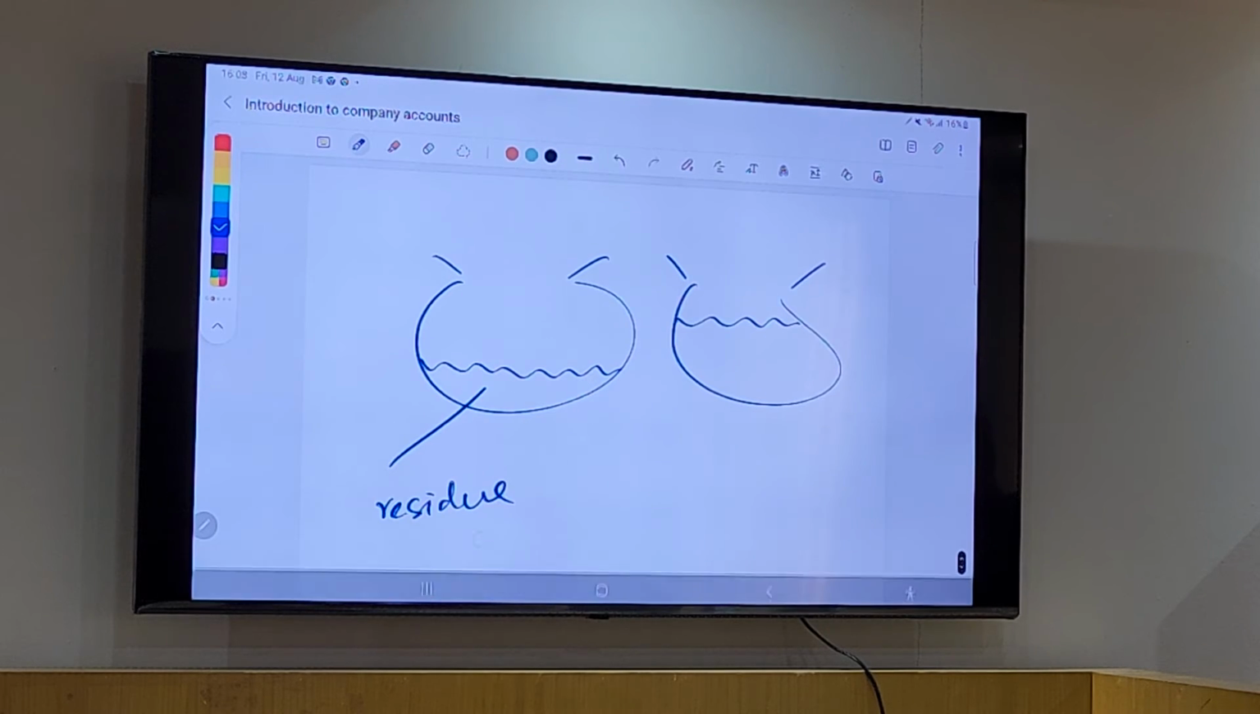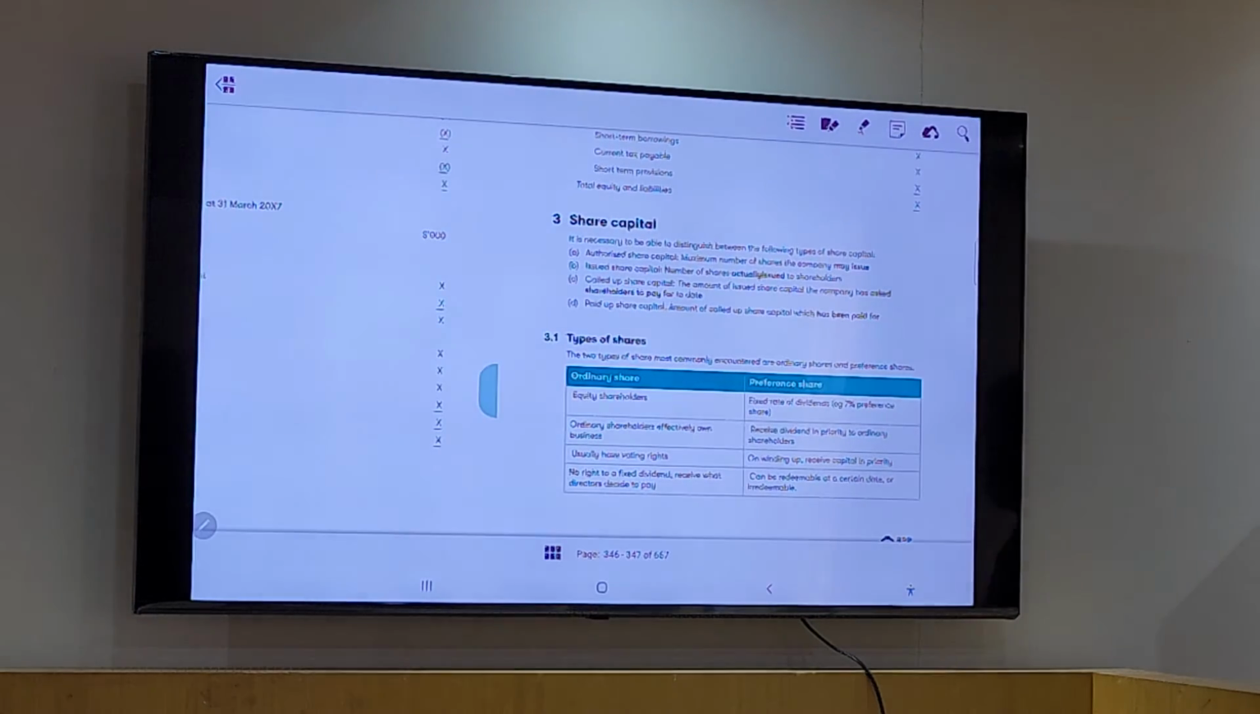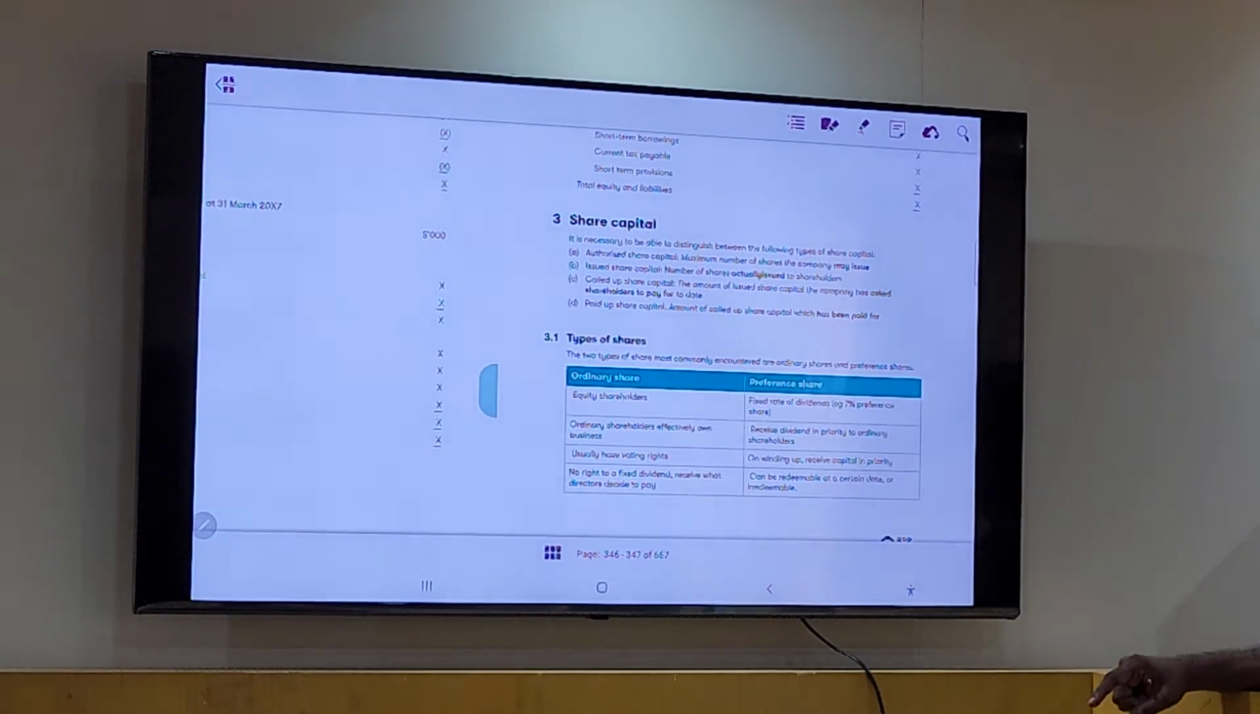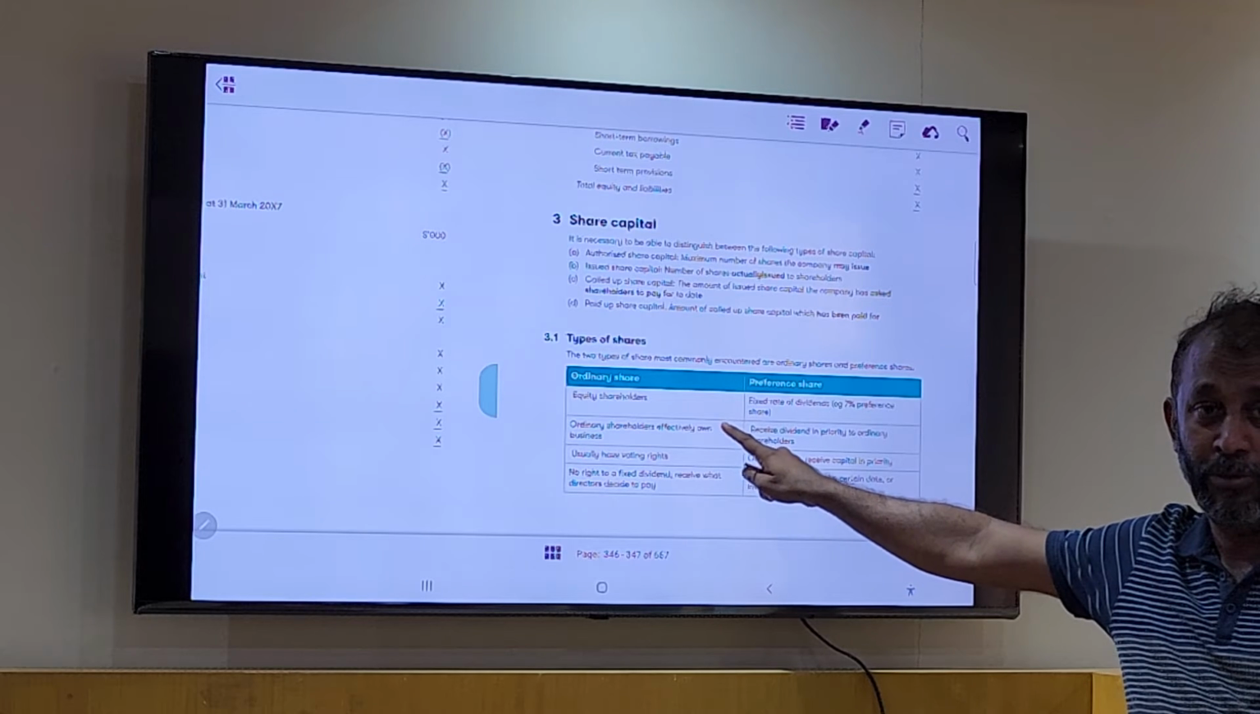And so, equity shareholders, they are the owners, the real owners of the company. Who are these people? Ordinary shareholders. They do not get a fixed rate of dividends. The word dividend is given to shareholders' return. Interest is a word given to people who give a loan. People who invest, they get dividends. People who lend money, they get interest. So ordinary shares are effectively owned by the business owners. They are the owners of the business.